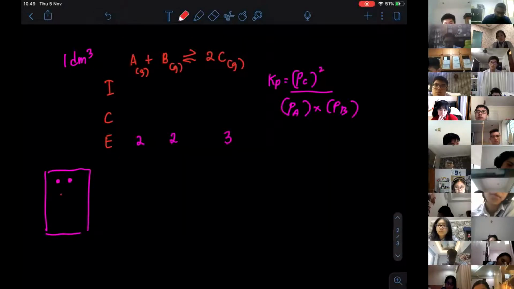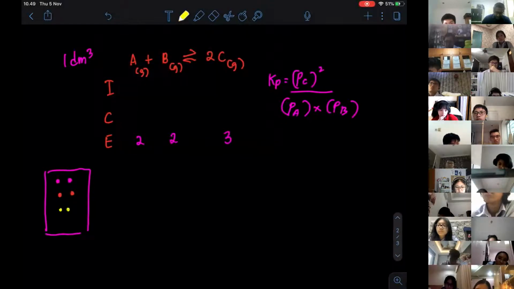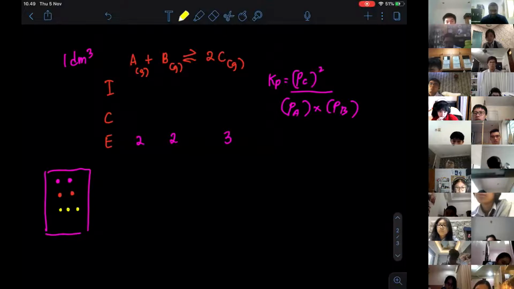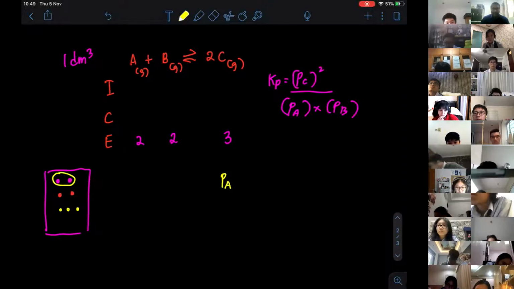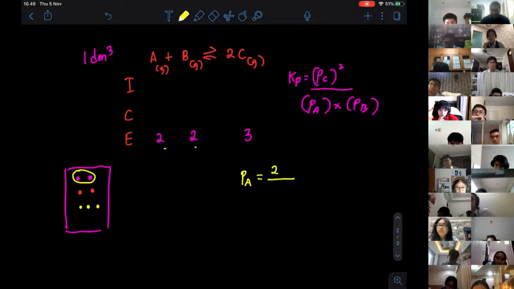I have 2 moles of B. And I have 3 moles of C. Okay. Now, we need to break them down into fractions. How do you break them down into fractions? So let's say for A, what is your partial pressure of A? Your partial pressure of A is 2 moles out of how many total moles? 2 plus 2 plus 3. That's going to be 7. 2 out of 7. And that is going to be times your overall pressure. Let's say I'm going to use PT.